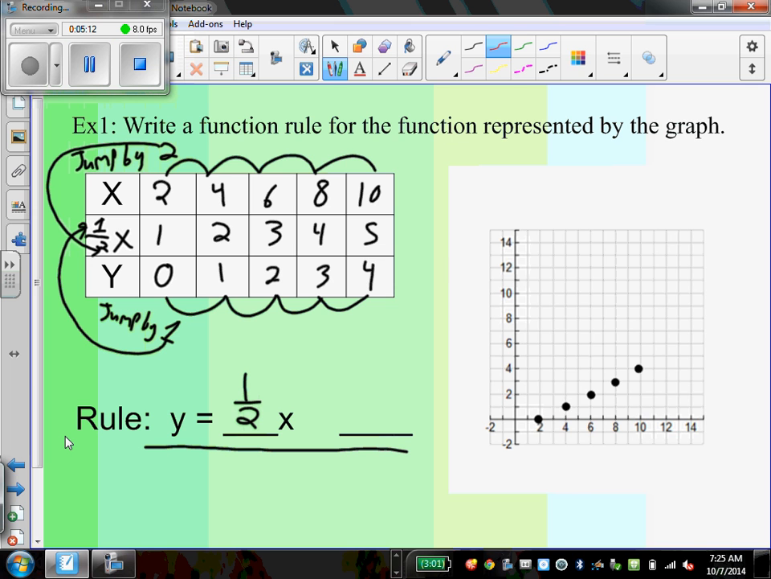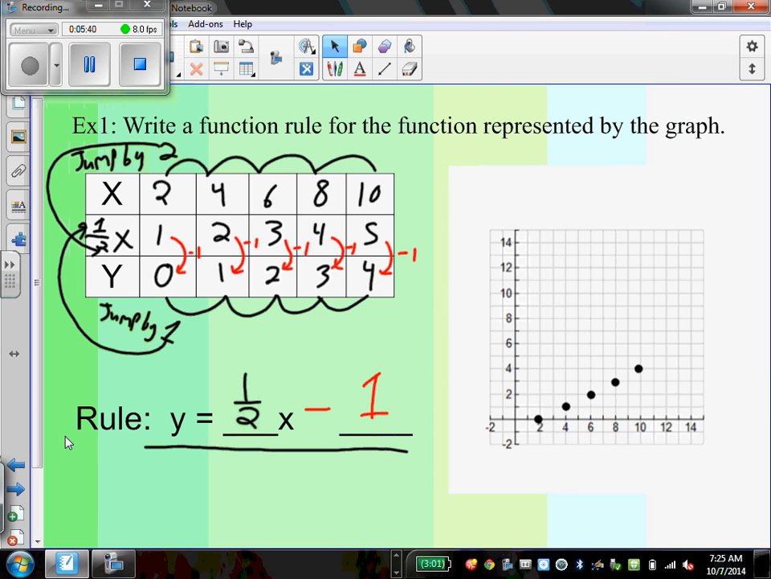Next, we're going to see how we go from that middle row to the bottom row. And we're looking for a single pattern here. And you'll notice that you go from 1 to 0, 2 to 1, 3 to 2, 4 to 3, and 5 to 4. Each time we're doing the exact same thing, which is -1. And that's what's going to finish up our rule then, -1. So our rule ends up being y equals 1/2 x minus 1.